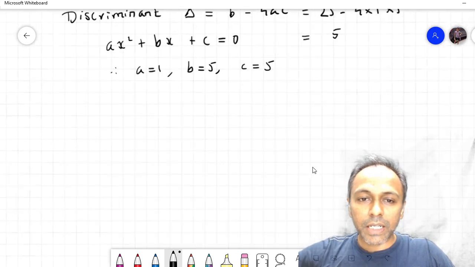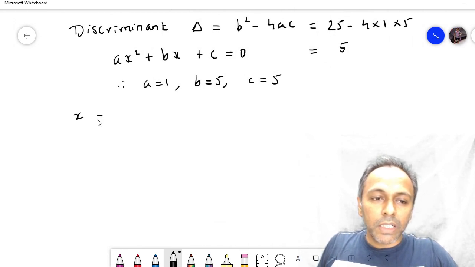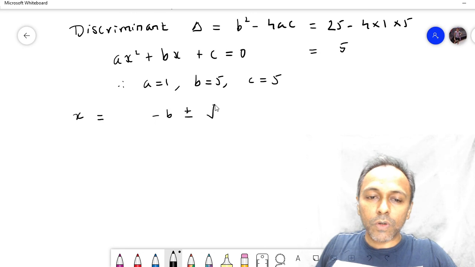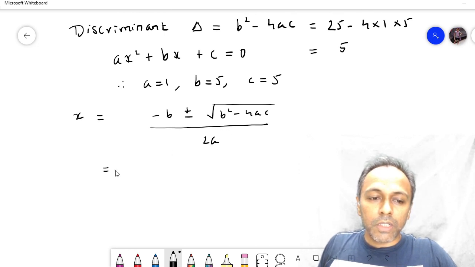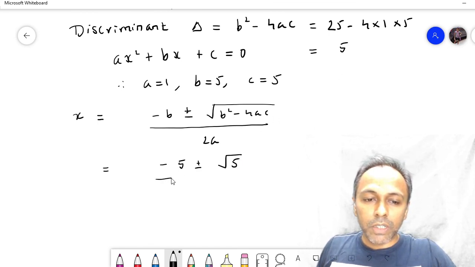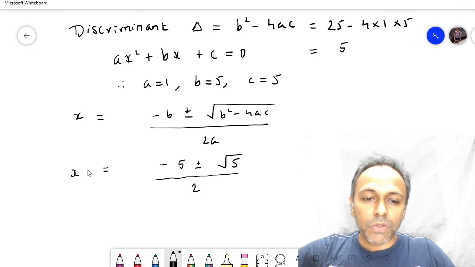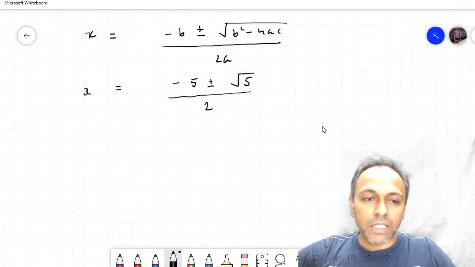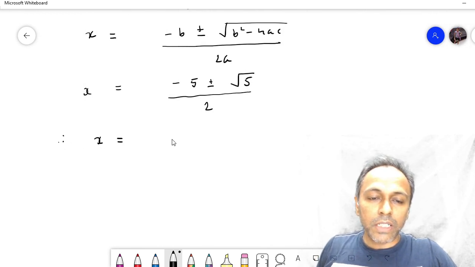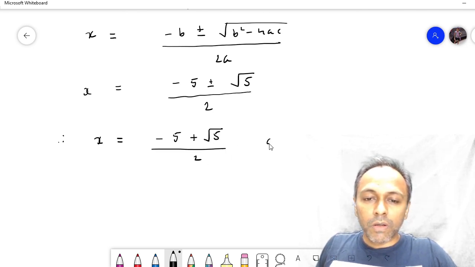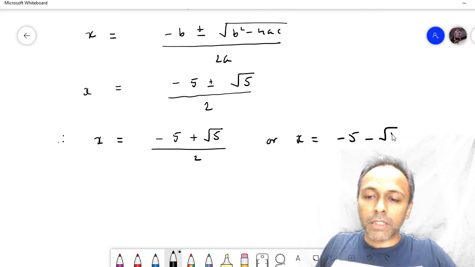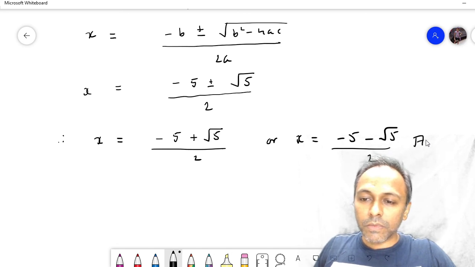So the roots of this quadratic equation are x is equal to minus b plus or minus root of b square minus 4ac upon 2a, is equal to minus 5, as b is 5, plus or minus root of 5, as we have got above, upon 2a, a is 1. So this is it. So answer for x is, therefore x is equal to minus 5 plus root 5 upon 2, or x is equal to minus 5 minus root 5 upon 2. Right.